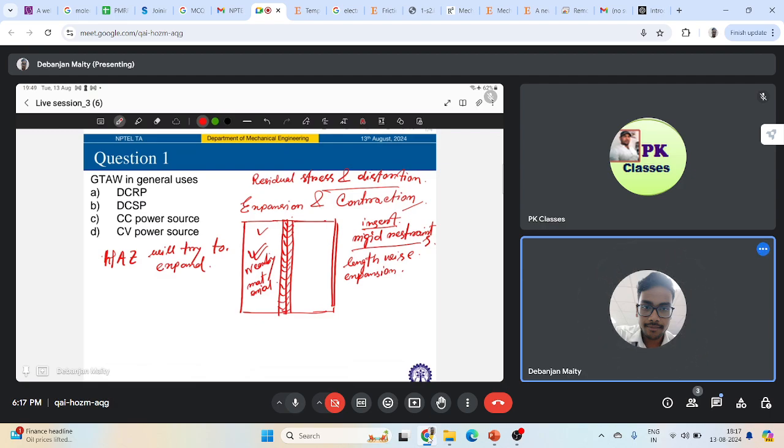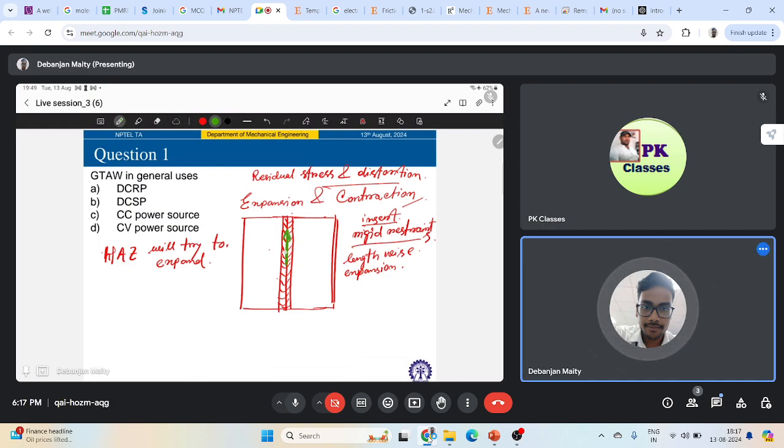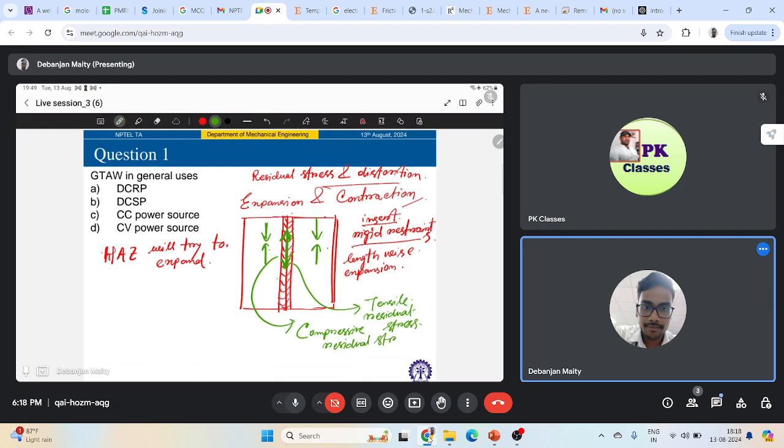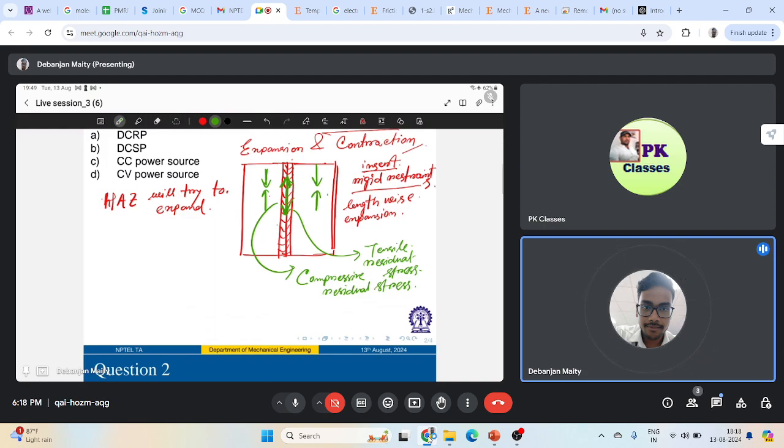Over here, it will try to expand, so it will feel tensile residual stress, and the adjacent region will restrict that tension, and over there I will feel compressive residual stress. Agree?